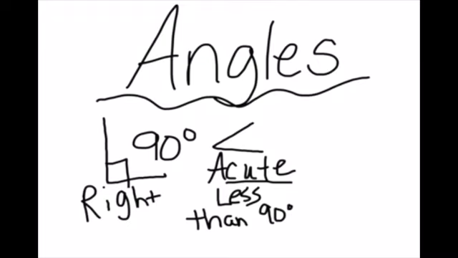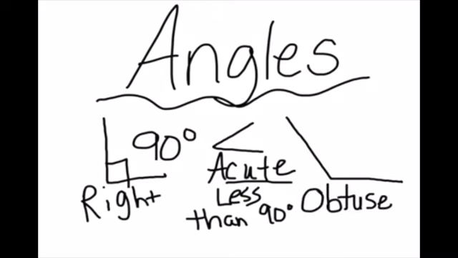And then of course we have greater than 90 degrees, which is what? Obtuse. And a good way to remember from that song was obtuse has a big caboose, right? That's a good way to remember that this is greater than 90 degrees.